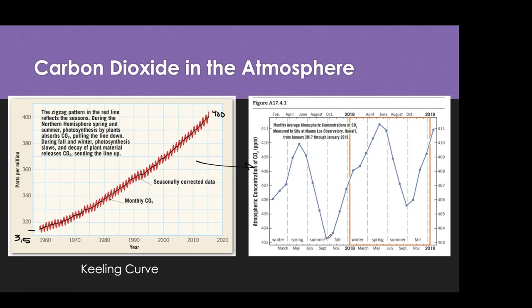Once you get to the end of the summer and start going back into the fall and the winter, plants are dying off, they decompose, they release all the CO2 that they've taken in, and then you have an increase again in CO2 until you get into the spring of the next year.